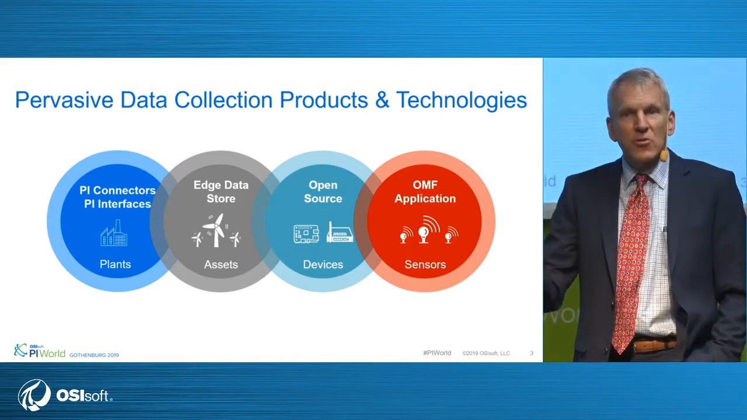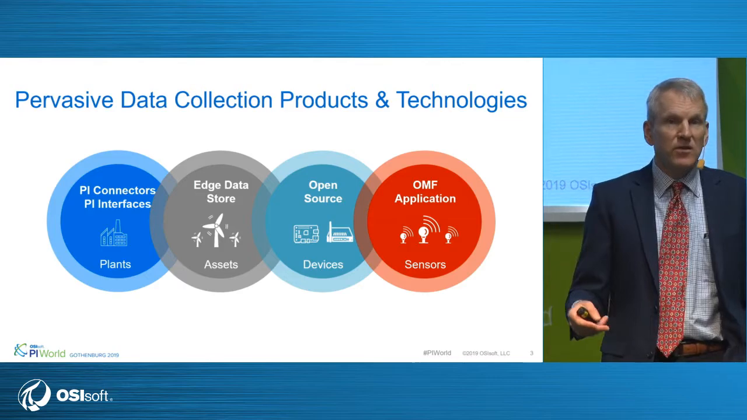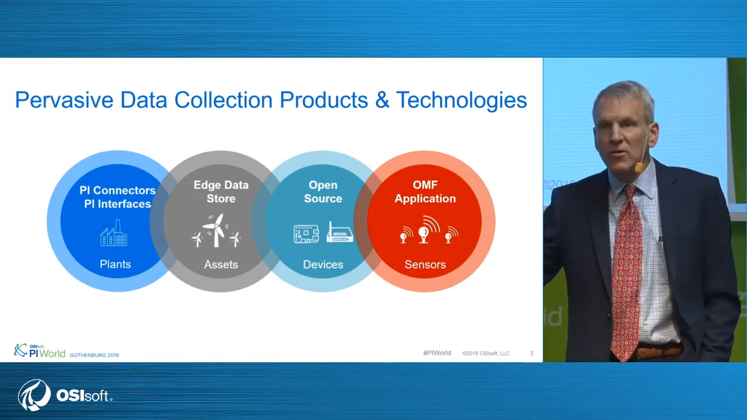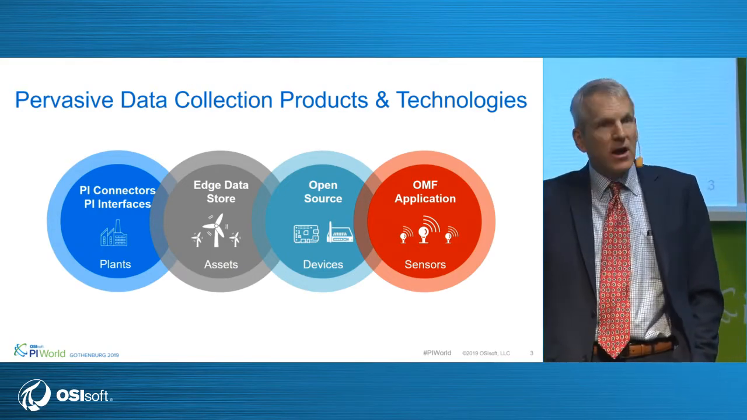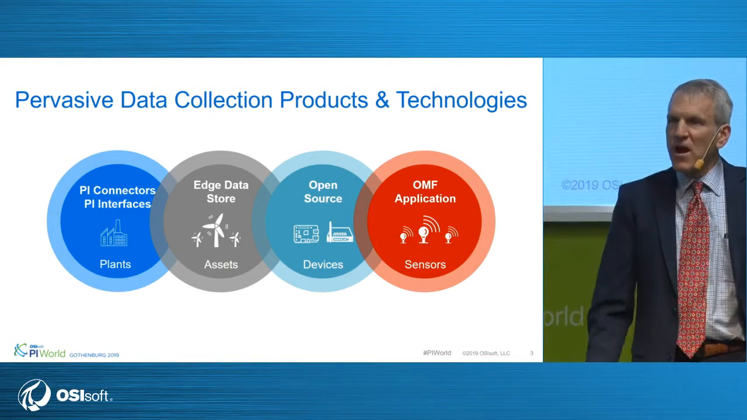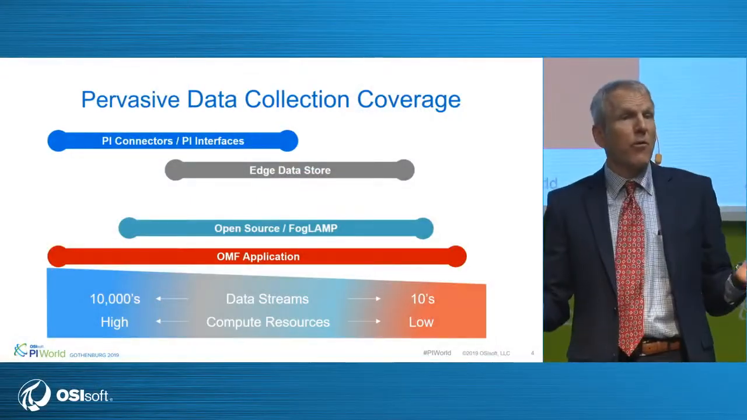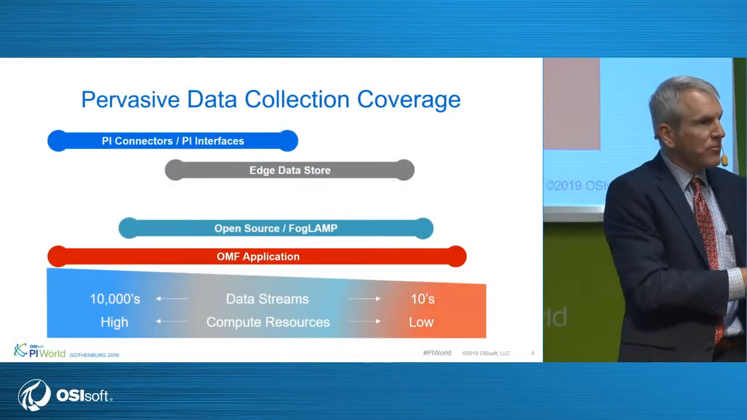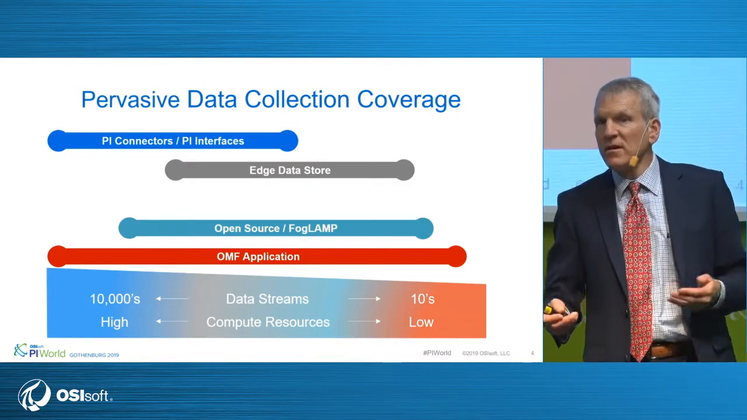So pervasive data collection is really a collection of products and technologies to help extend that data collection to the edge. It starts with our traditional PI interfaces and connectors, extends that now into the Edge Data Store, or EDS, that we'll talk about, our open source strategy that you heard a little bit about this morning with our partner Dynamic Systems, and then OSIsoft Message Format kind of wraps that all up. So why are there four things? Well, because we expect there'll be quite a wide variety of not only amounts of data that you have to collect, but also the hardware platforms that you want to run this data collection on.